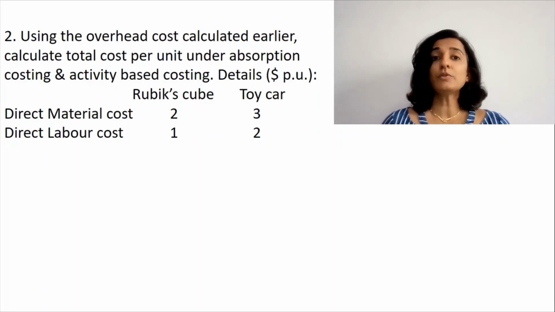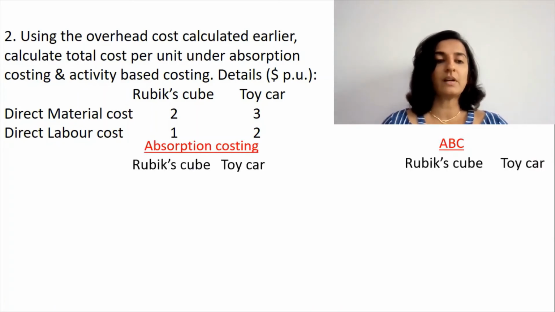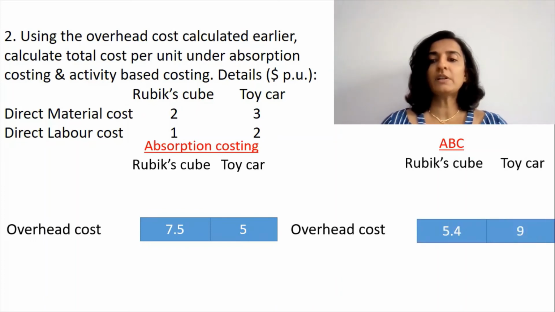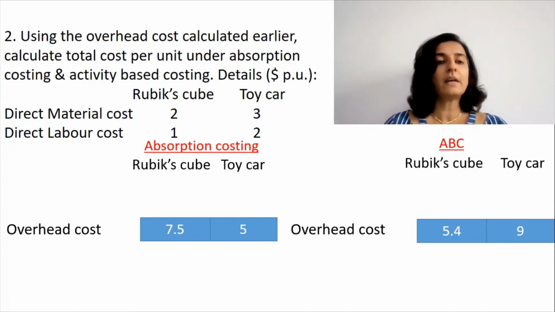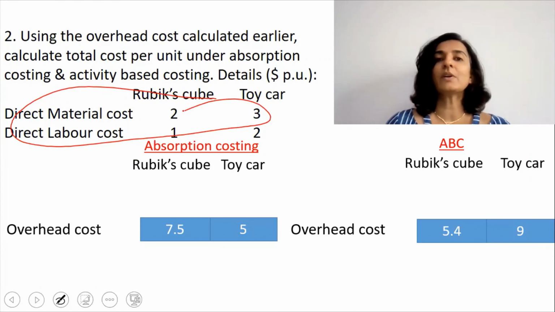So let's make a note of the overhead cost that we have calculated earlier. Absorption costing and ABC. You have the two products, Rubik's Cube and toy car. And the overhead cost per unit that had been found earlier under absorption costing was $7.5 and $5 for the two products. And for ABC, it was $5.4 and $9. I have just copied those figures that we had already calculated.